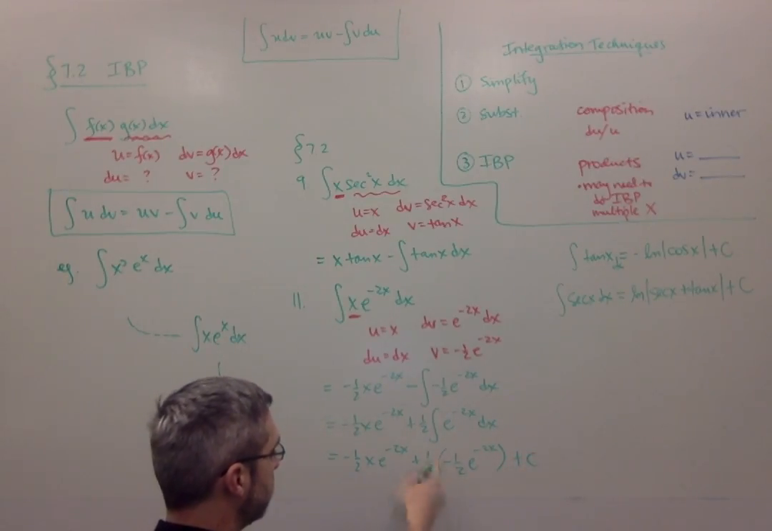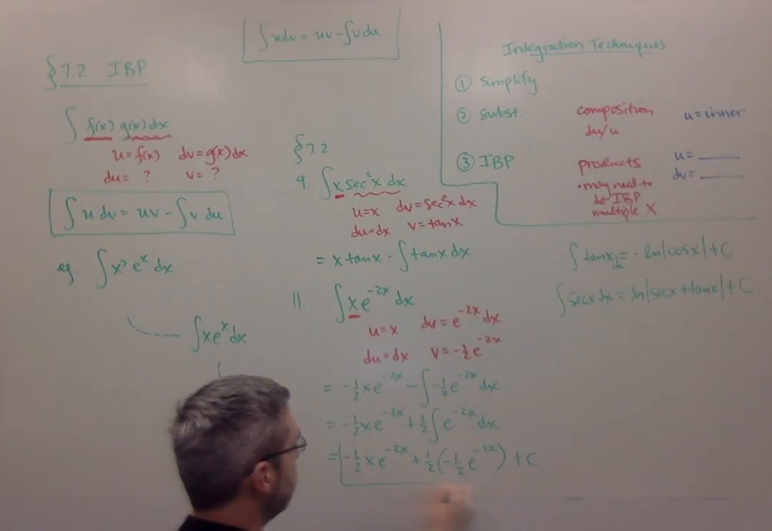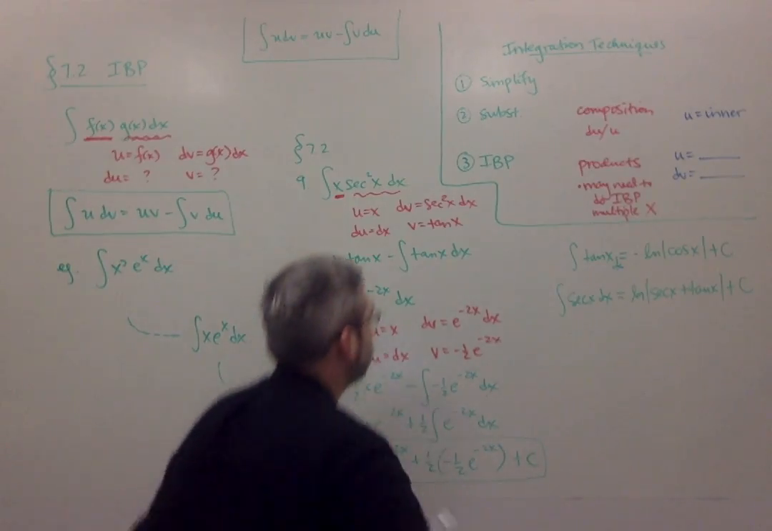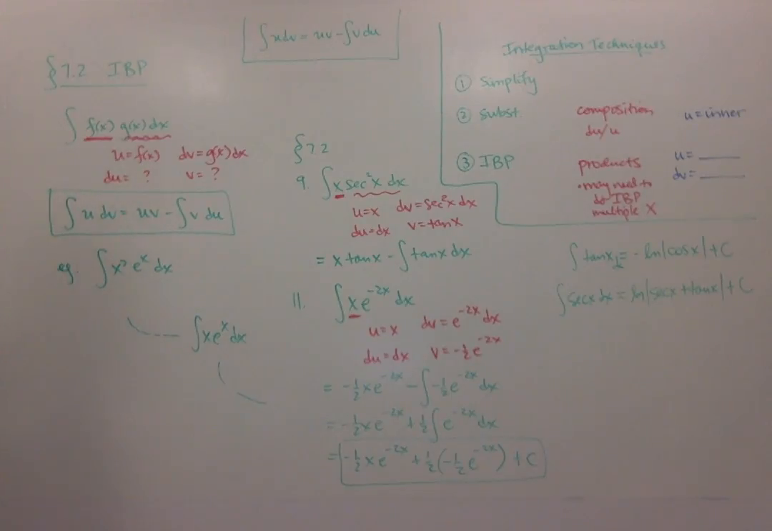Okay, and I can multiply those two together to get negative 1/4. But that is my answer that comes from integration by parts. Okay?